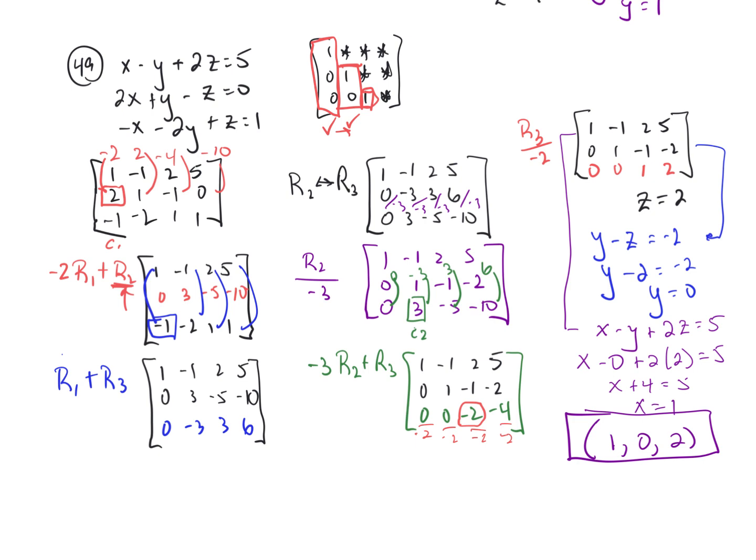Okay. So what am I going to do? I'm going to check. I'm just going to use the second equation over there. 2 times 1 plus 0 minus 2 equals 0. 2 plus 0 minus 2 equals 0. That's totally true. So I checked my work, and I found out that I'm right.